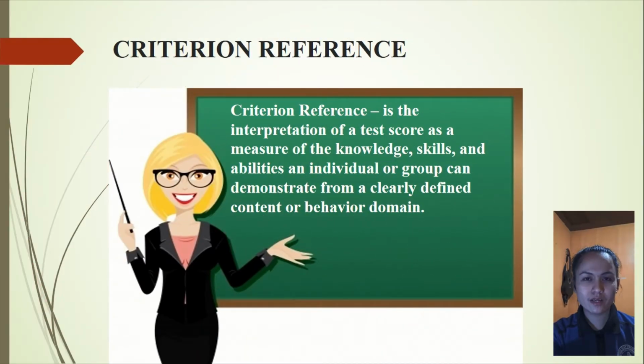Good day everyone, today I will discuss the differences between criterion reference and norm reference. But before that, let me define those two terms. First is the criterion reference.